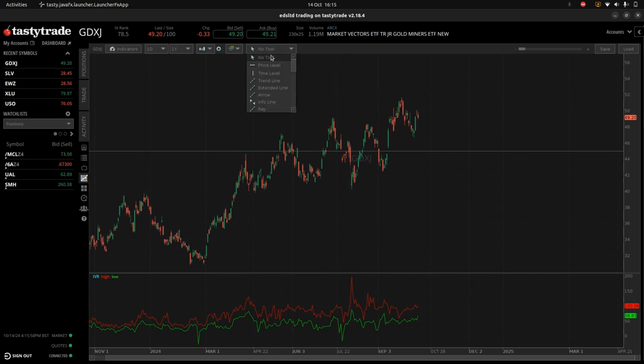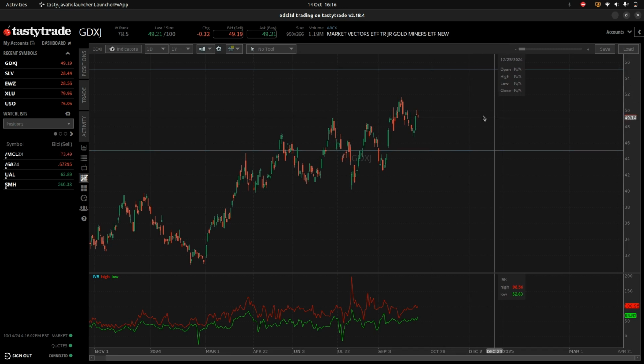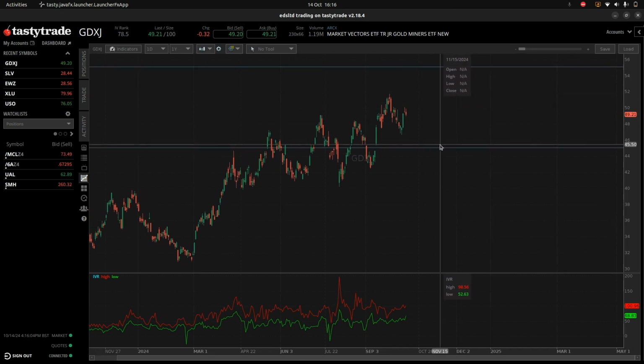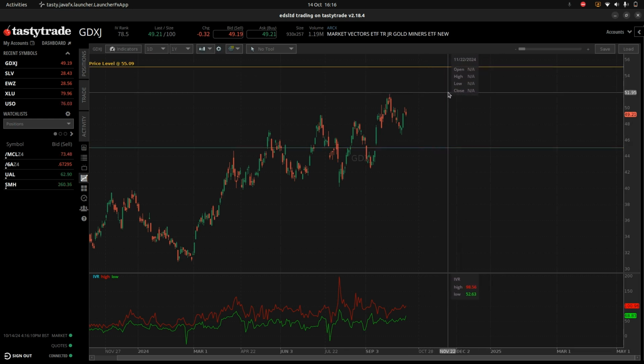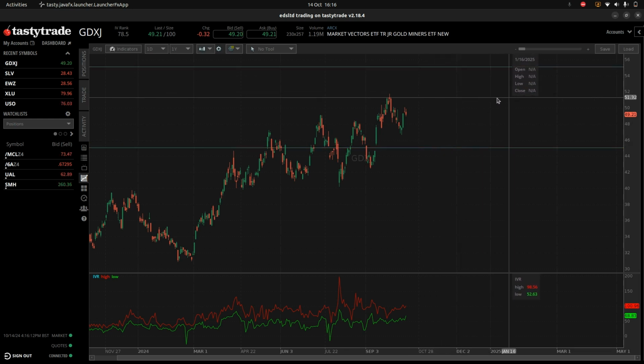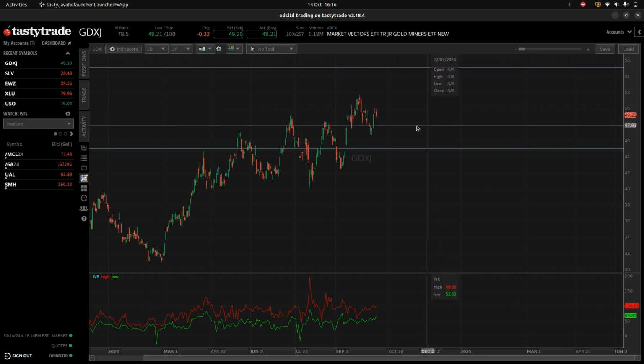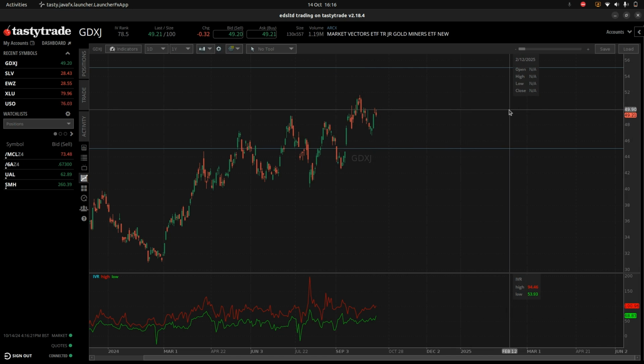45 and 55. So this is essentially the range that we've created. This bottom price level is our put contract, and the price level above is our call contract. And we basically want GDXJ to stay within this range, and as long as it does that, we will be just fine. So if it stays within this range, what does that mean?